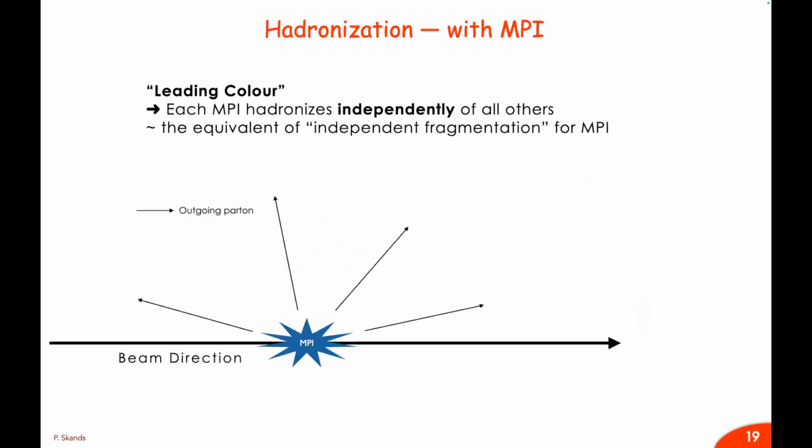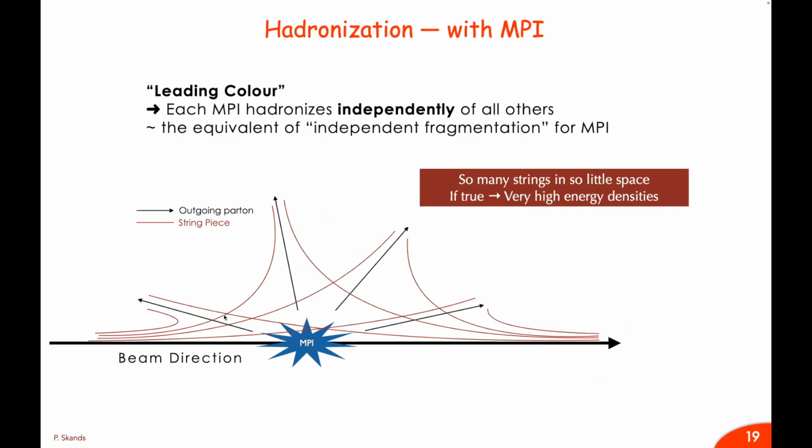So how do we hadronize hadron collisions when we have multi-parton interactions going on? In leading color, we would hadronize each multi-parton interaction independently of all others. That's equivalent to what we called independent fragmentation in the first lecture. Each of the partons would stretch strings to the beams. If each of these partons is a gluon, then they stretch 2 strings, and they would all be independent. I would have some regions in phase space, especially near the beams, where I have lots of strings sitting on top of each other, and all this crisscrossing stuff going on in the middle of the event.